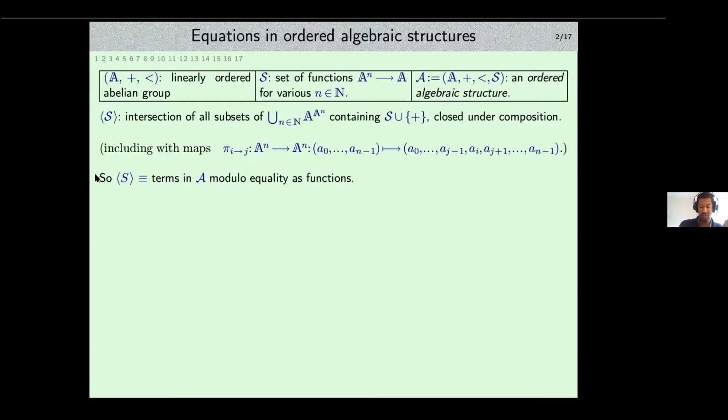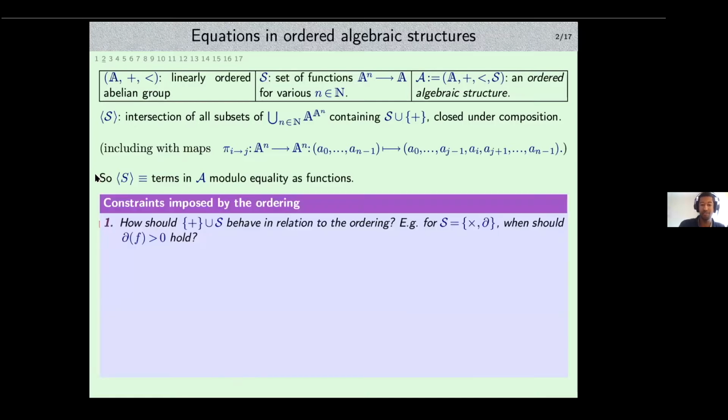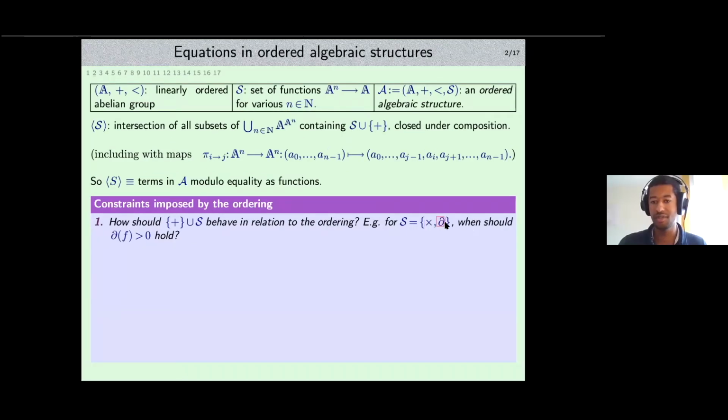So if we are introducing an order on the structure, this imposes some constraints. The first one is, how should the functions behave with respect to the ordering? In the case of differential fields, we'll have the group operation, the product, and the derivation, and we would like to know when we want this inequality to hold, for instance.